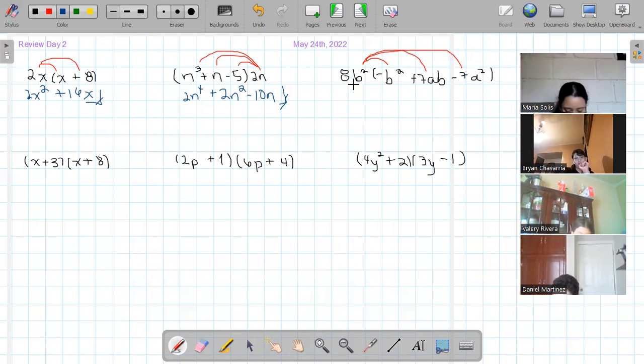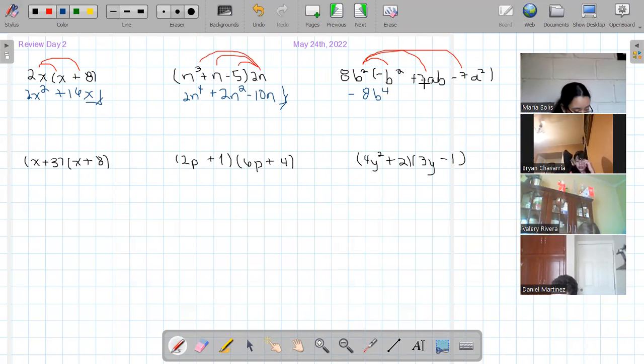How much is 8b squared times negative b squared? Negative 8b to the fourth power. Very good. Negative 8b to the fourth power. Because we multiply the invisible one, negative, times the 8. So that would be negative 8. And we add the exponents because they're the same variable. So that's b to the fourth power.